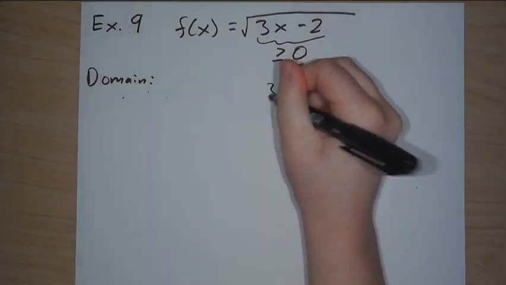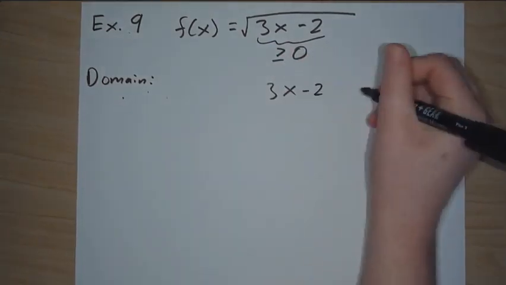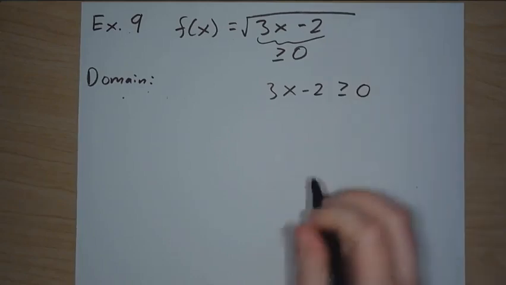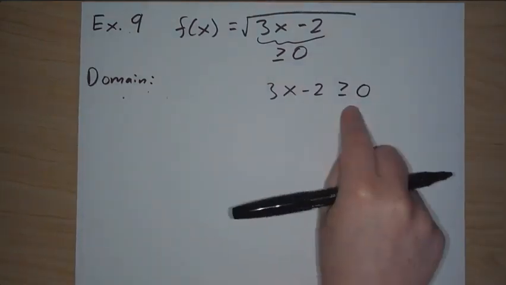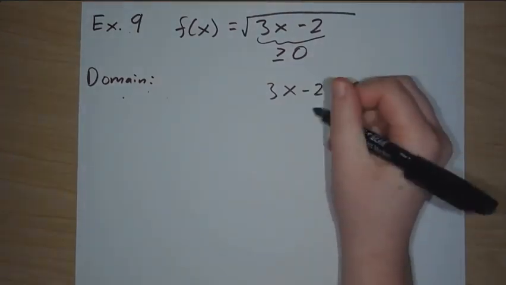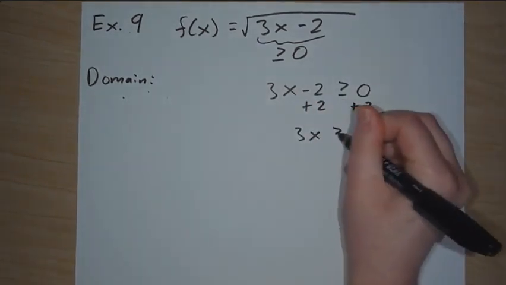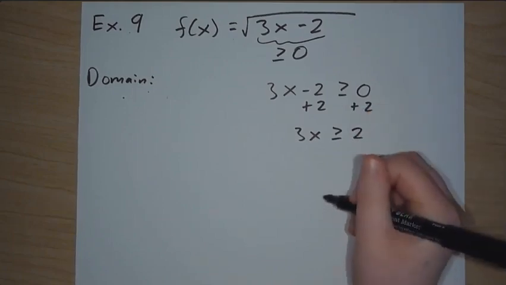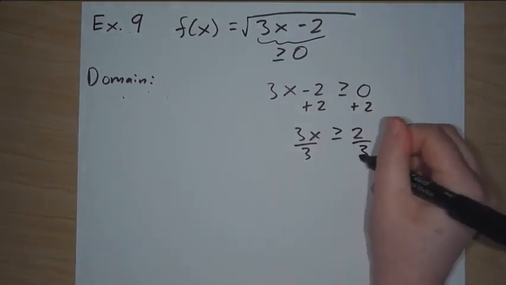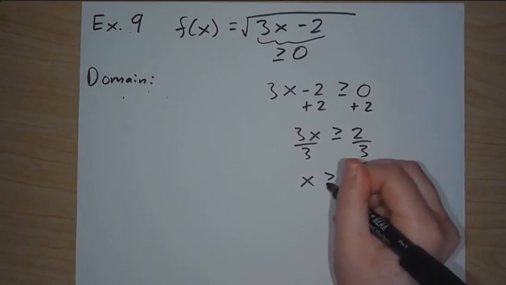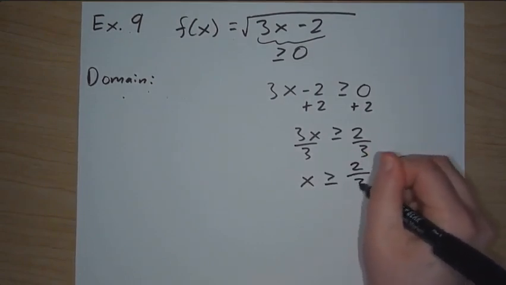So we're going to set 3x minus 2 greater than or equal to 0. So that's not negative. And then we're going to solve for x. So we're going to add 2. So we have 3x is greater than or equal to 2. And then we're going to divide by 3. So we have x is greater than or equal to 2/3.